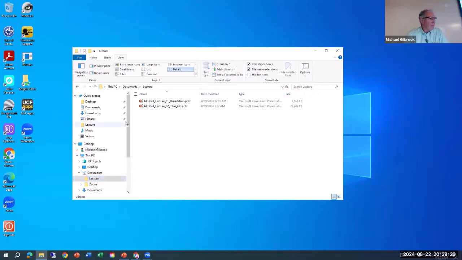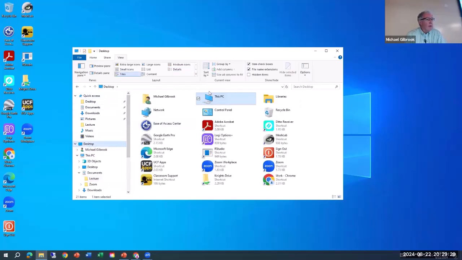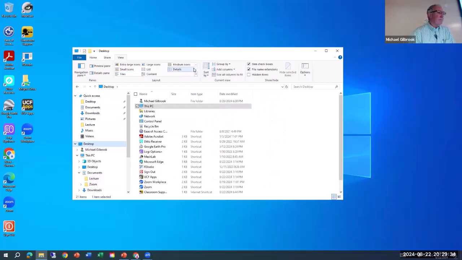All right. You don't have anything like that yet. Don't worry about it. Okay, everybody got the details set properly? Now, as you can see, depending on where you move around, it might change. Like there, the desktop defaulted to a different display. Just click on it again and change it back to details.